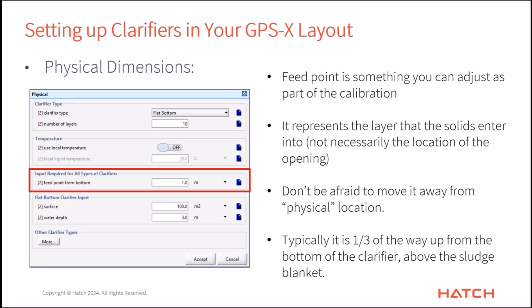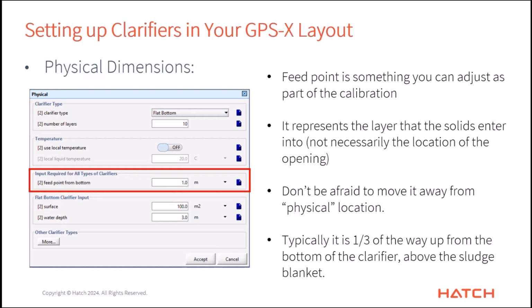You would tend to think that the feed point would be some physical measurement, like where you have an opening or the bottom of your feed well. That works most of the time, but don't be afraid to move it away from the physical location. Particularly, we don't want to have it in the top layer or the bottom layer, even if that's what it's like in reality. What you're really looking at is not so much where the physical opening is, but where the solids are injected. If they come in and then settle down, or they have some sort of short circuiting or movement that allows them to be in a layer that's a little bit below or above where the physical opening is, that's the layer that you want to shoot for.